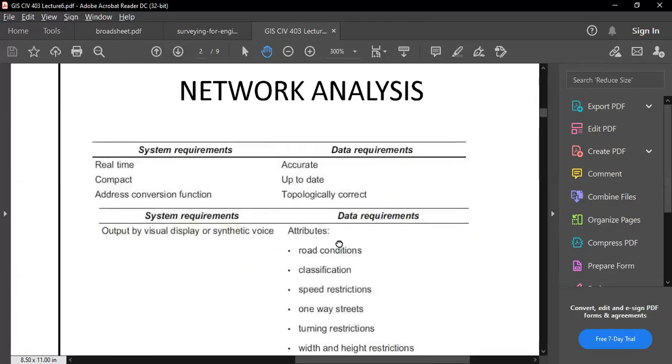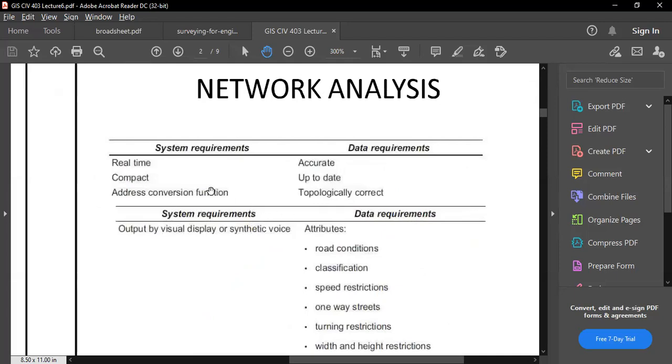Now, most network analysis requires that we have real-time data. Let's say an Uber driver wants to pick you up. When you made the request and it was accepted, he set off right there. That's not the time to say, I want to use 1986 data, please. Because in 1986, that building where you are living wasn't there. So you need real-time data. You need to know exactly where he is at a point to know whether he's actually coming to pick you up or not. So that's a system requirement.